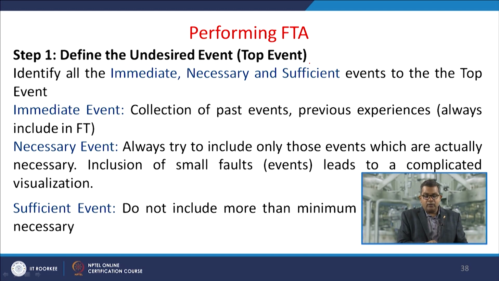Then identify all the immediate, necessary and sufficient events to the top event. Now those immediate events are the collection of past events and previous experience, and they should always be included in the fault tree. For the necessary events, always try to include only those events which are actually necessary. Inclusion of small fault events leads to complication and complicated visualization of the scenario. For sufficient events, usually do not include more than the minimum necessary.